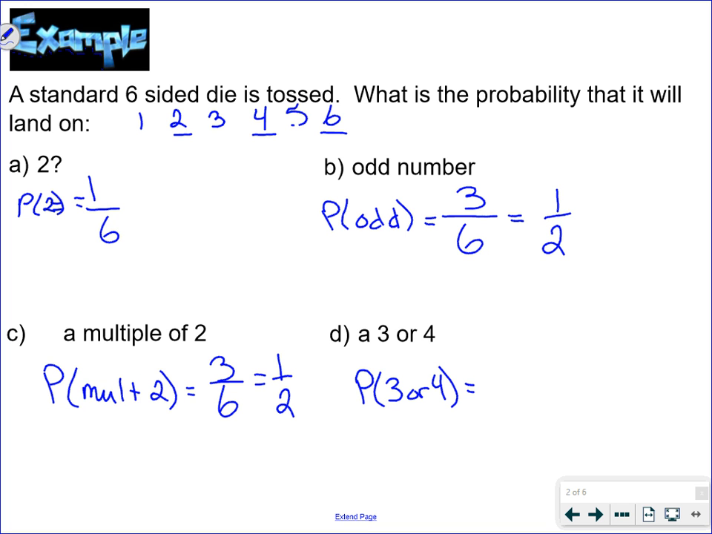For the next example, what is the probability that the die will land on a 3 or a 4? There are 2 options, 3 and 4, so there are 2 possibilities. And there are still 6 possibilities that this die could land on. Again, if we put this into lowest terms, we divide both of these by 2, so we get 1/3.